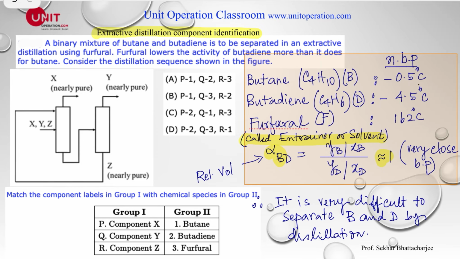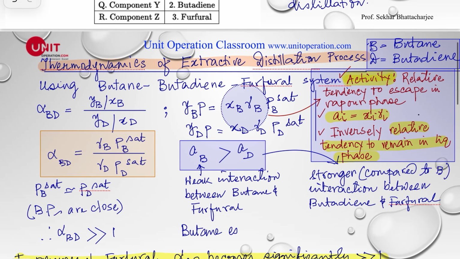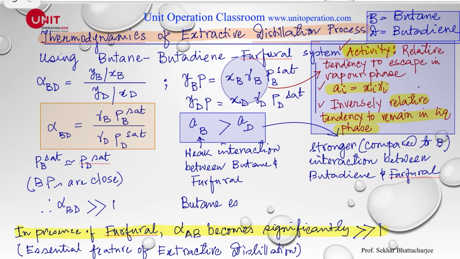So we go to extractive distillation. What are the basic concepts of this process? This is the relative volatility between butane and butadiene. For each of these components, we assume the gas phase to be ideal and the liquid phase to be non-ideal. We write it in terms of the liquid phase mole fraction, the activity coefficient, and the corresponding vapor pressure. And the same for butadiene. Here B is for butane and D is for butadiene.